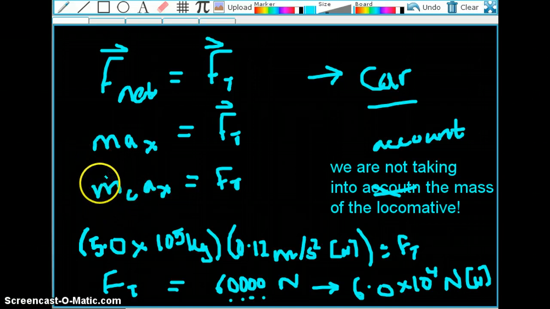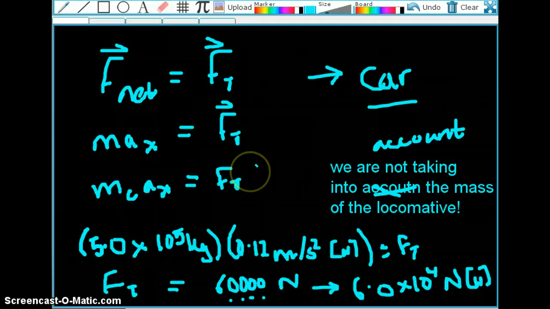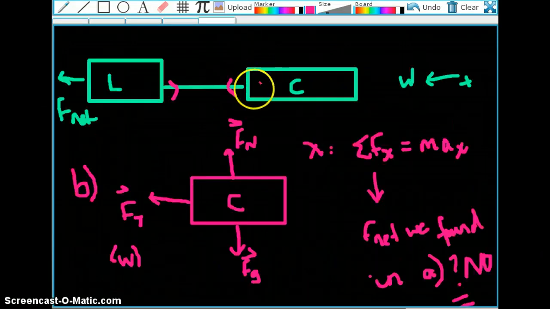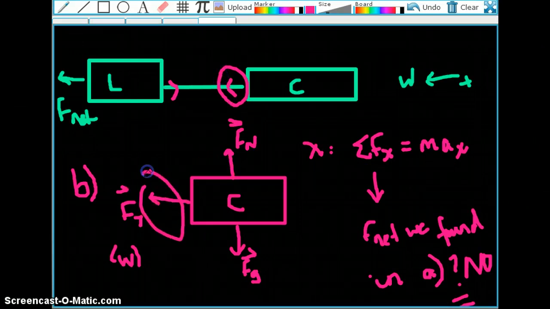So if you take the mass of the locomotive into account here, you're thinking of the F net of the entire system, which we're not concerned with because the tension we're looking at, the tension in the west direction, is only acting on the car. So it's only on the car. We're not concerned with this tension, right? So we're not really thinking about that.